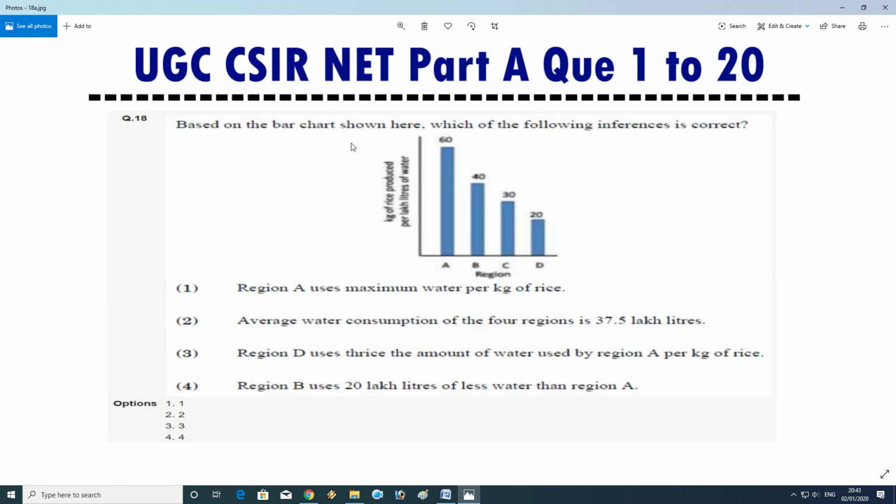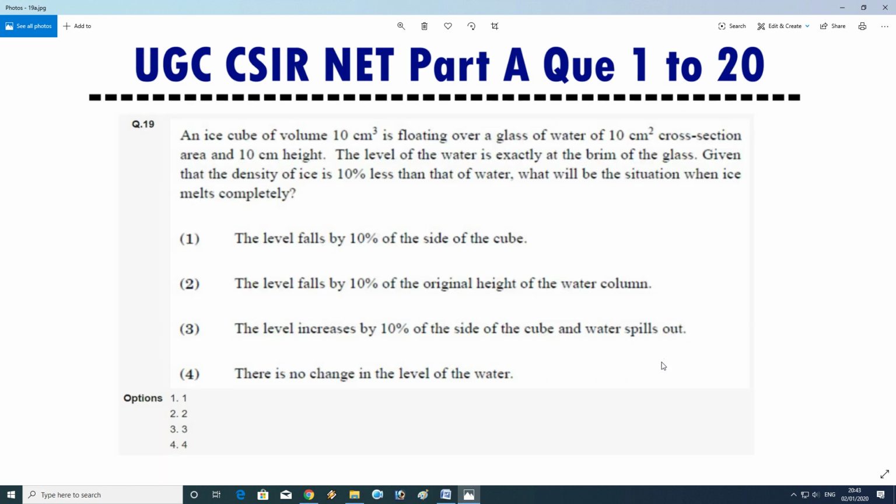Question number 18: Based on the bar chart shown here, which of the following inferences is correct? So, let us see. The answer is 3: Region D uses thrice the amount of water used by region A per kg of rice.